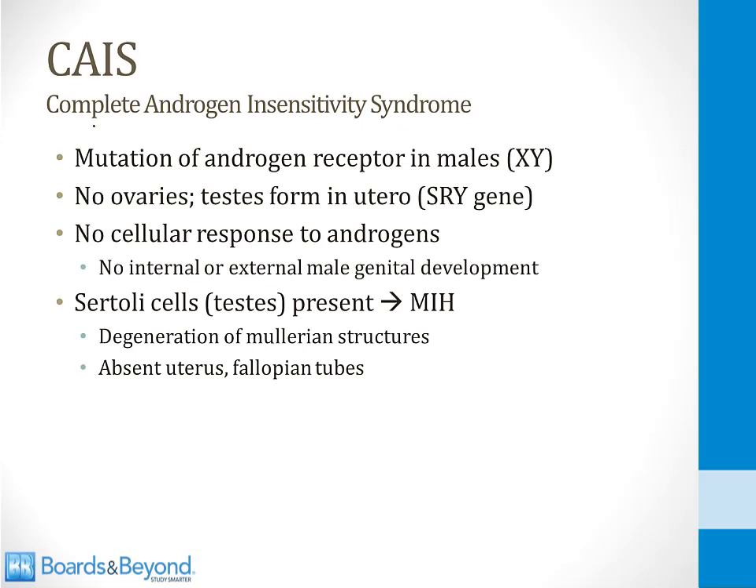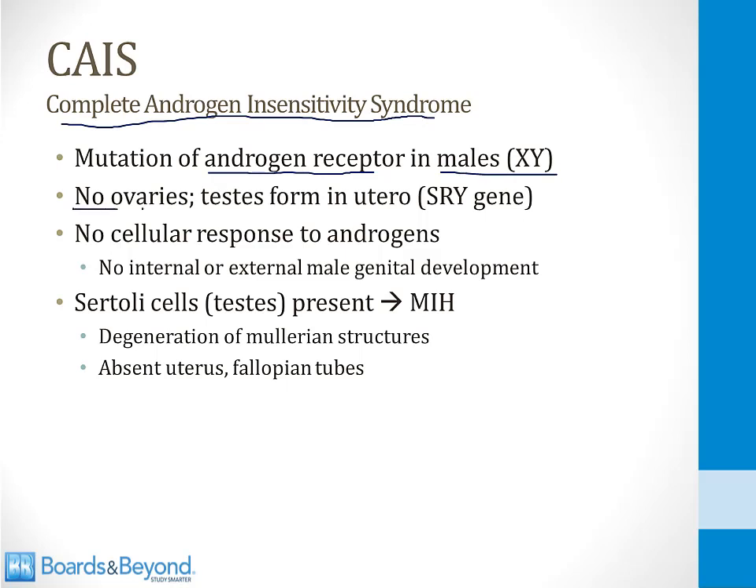Now we have all the pieces in place to understand a rare disorder that they like to ask you about on your boards to test your understanding of male sexual development. This disorder is called the complete androgen insensitivity syndrome. In this disorder, male babies with an X and a Y chromosome are born appearing to be female. This disorder is caused by mutations of the androgen receptor. It occurs in males with an X and a Y chromosome.